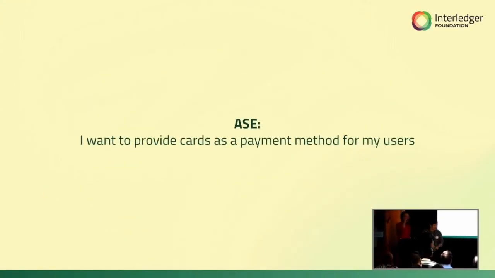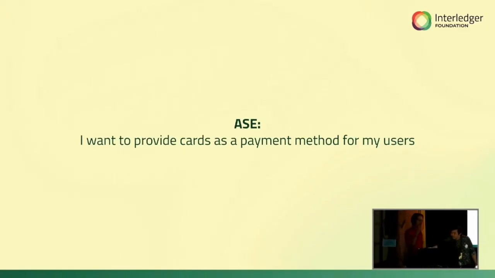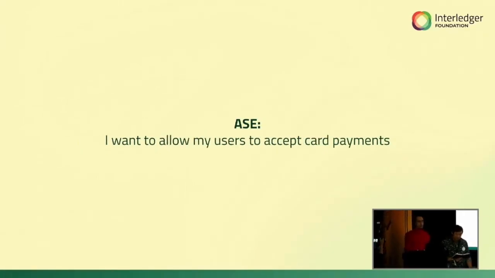So, card payments are ubiquitous, right? Whether that's you buying coffee with a card, buying tacos, hiring a hitman for your landlord, anything is possible, right? This is a pretty common ask, right? As an ASC, I want to be able to provide cards as a payment method for my users. Likewise, an ASC would also want to allow users to accept card payments. And we already have a payment network, right? We don't have to reinvent anything. We can use what we already have existing, right?